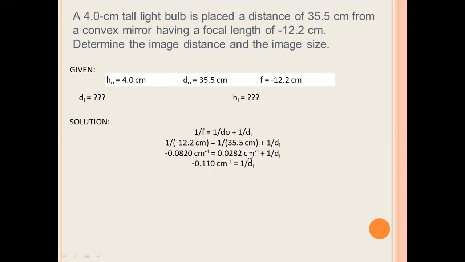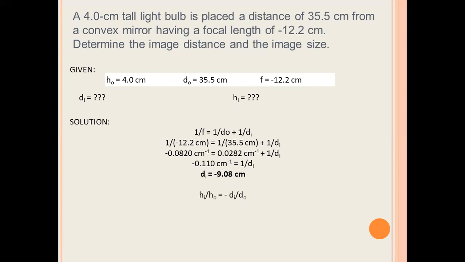Further simplifying, if we transpose 0.0282 to the other side of the equation, this gives us negative 0.082 minus 0.0282, or negative 0.11 per centimeter, is equal to 1 over DI, the image distance. Further simplifying gives us DI, or the image distance, at negative 9.08 centimeters.